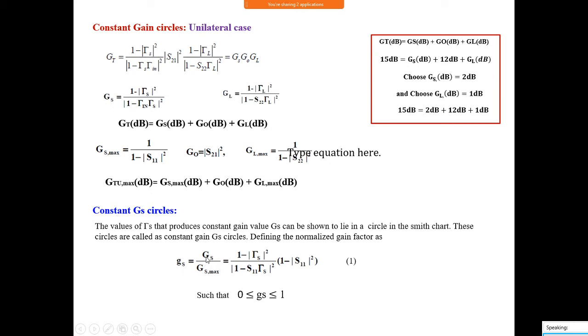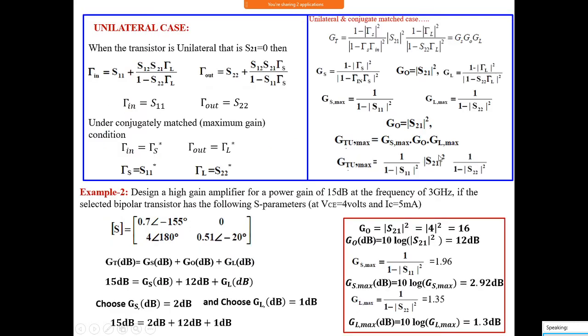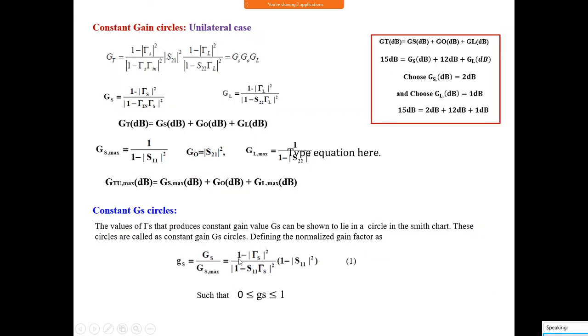You see, now I want GS equal to 2 dB. But what is the maximum GS we can have? Previously we have seen it is 2.92 dB, but I want 2 dB. So you put GS equal to 2 dB and GS maximum is whatever you got, 2.92 dB. Take the ratio and we will get this small gs. This is called the normalized gain. Whatever required value you take and whatever the maximum value is, you take the ratio and get this gs.